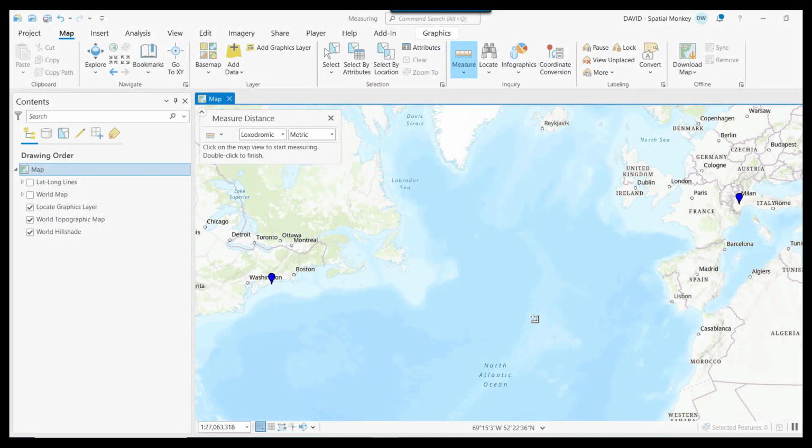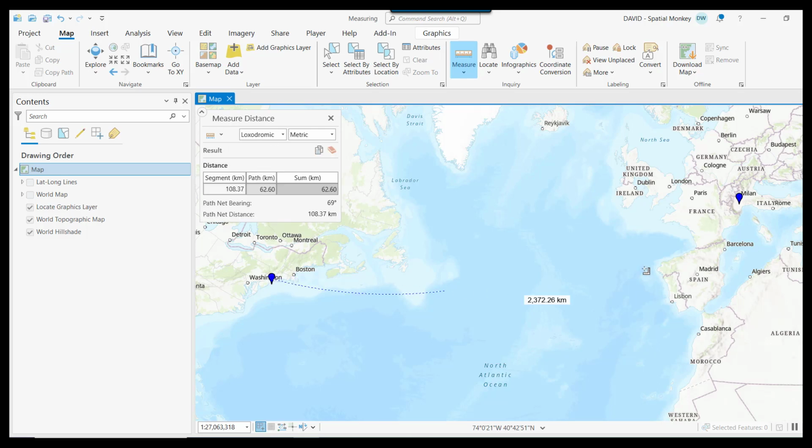If we change the projection to the Albers equal area projection, we see the loxodromic line between New York and Milan is no longer straight. This is because the Albers equal area projection has very different properties to the Web Mercator projection, and the properties of loxodromes or rhumb lines are no longer preserved. So the measuring tool when using the loxodromic setting is showing us the path and distance between 2 points if we follow a constant compass bearing.